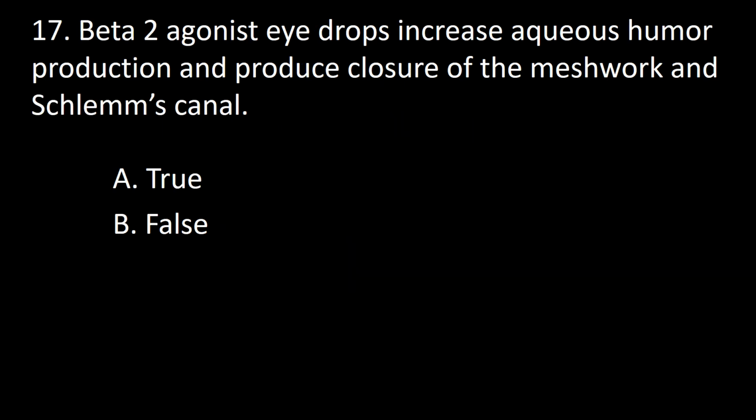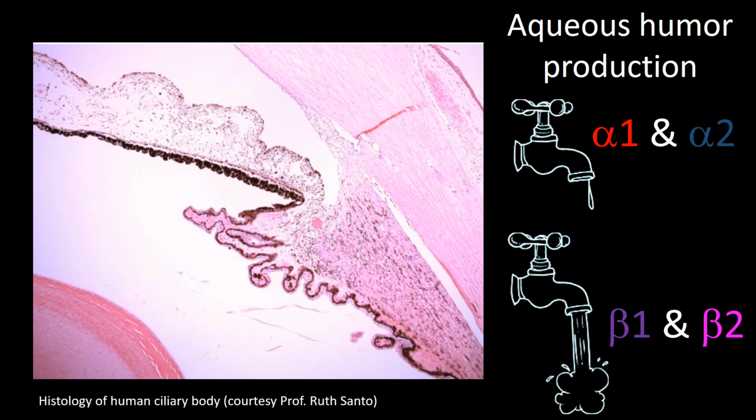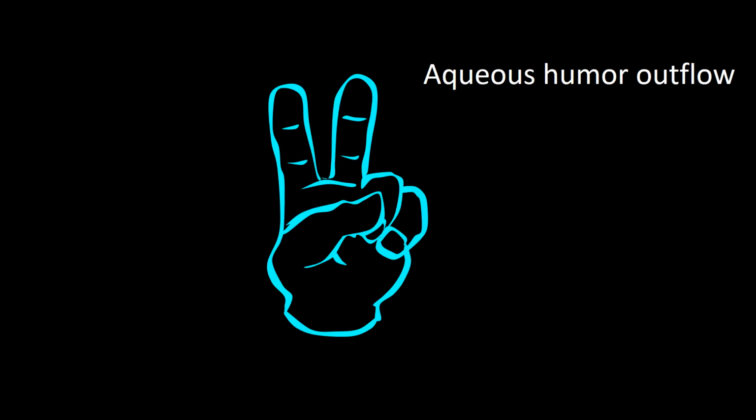Next question. Beta-2 agonist eye drop increases aqueous humor production and produces closure of the meshwork and Schlemm canal. A true, B false. This question has two parts. The first part deals with production. As I hope you recall by looking at this figure, beta-2 adrenergic agonists increase aqueous humor production. The second part of this question deals with outflow.